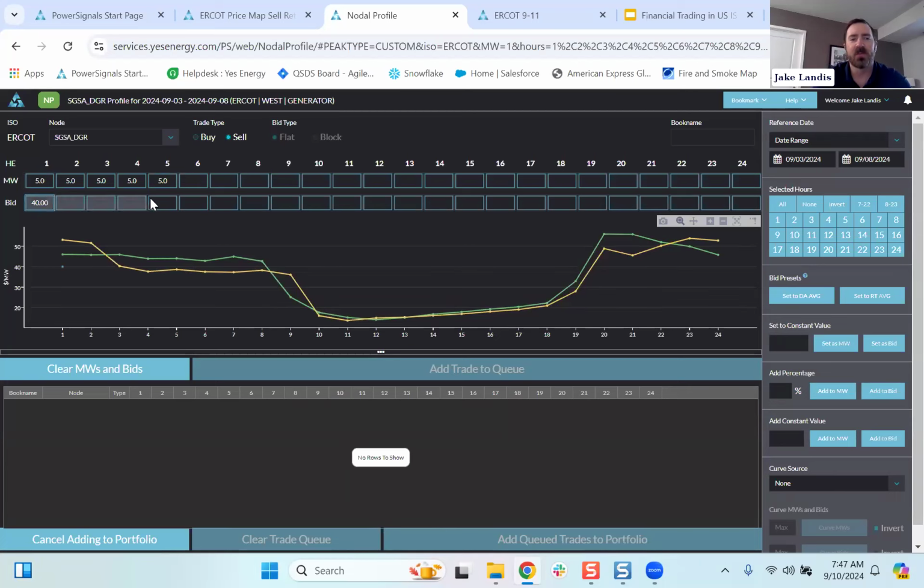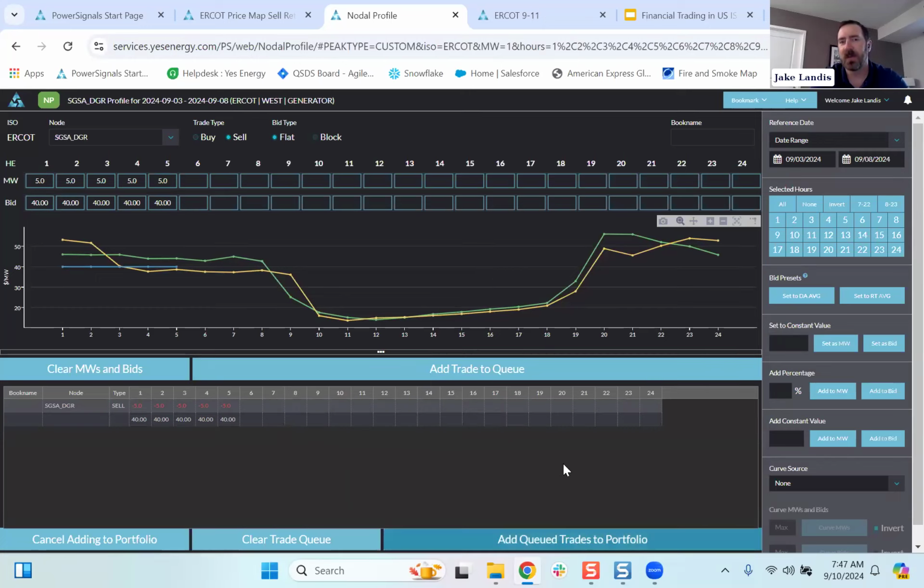I can come in and enter that here. I can do the same thing for the other end of the off-peak time, so the evening hours. I can add that trade to a queue, and I can add that to a portfolio.